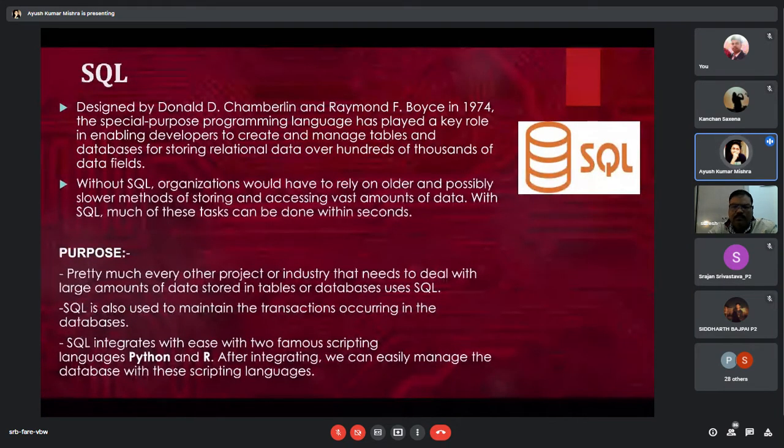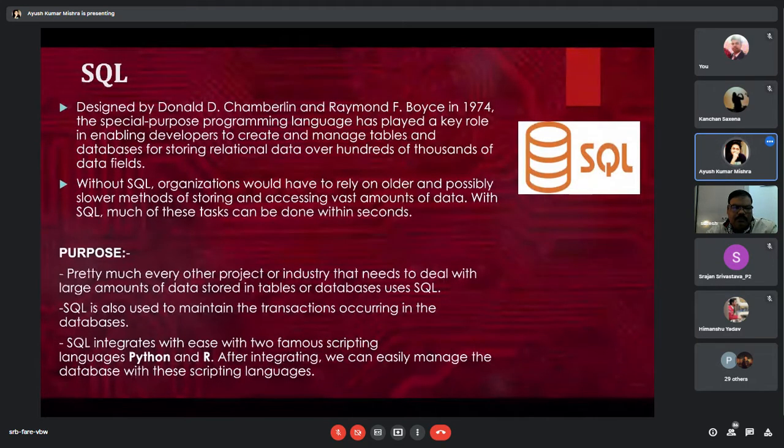Designed by Donald D. Chamberlin and Raymond F. Boyce in 1974, the special purpose programming language has played a key role in enabling developers to create and manage tables and databases for storing relational data over hundreds of thousands of data fields. Without SQL, organizations would have to rely on older and possibly slower methods of storing and accessing vast amounts of data. With SQL, much of these tasks can be done within seconds.